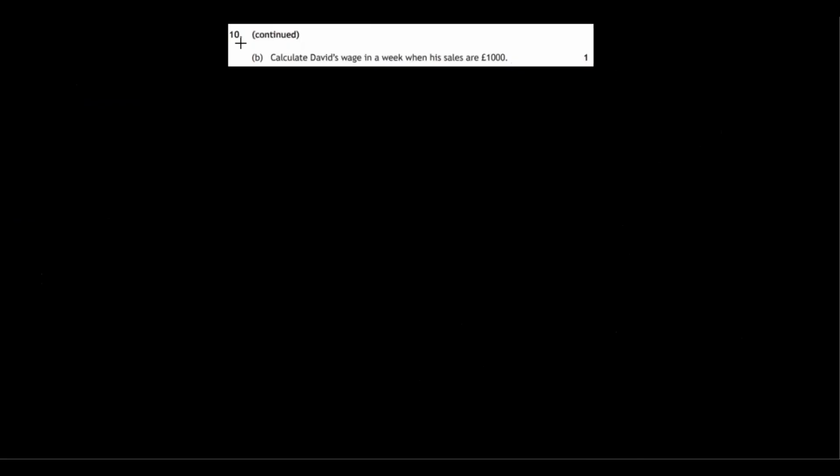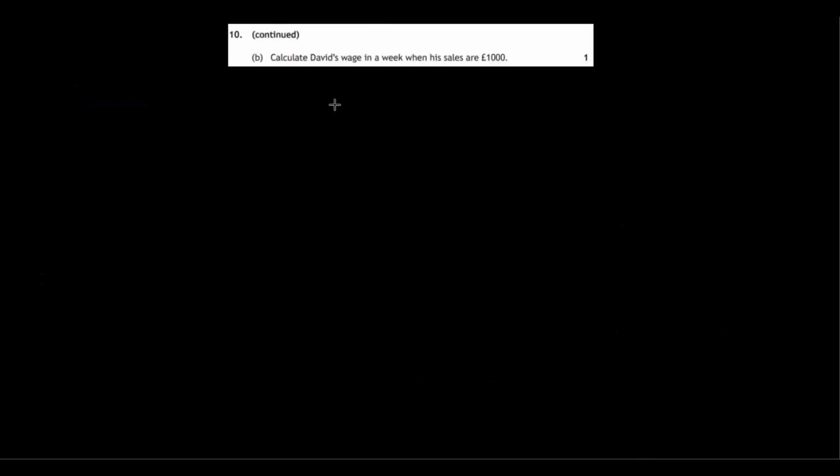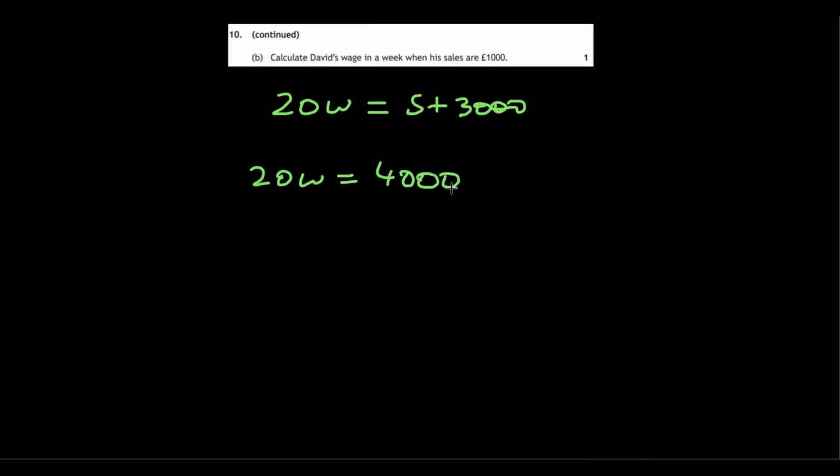And then we're trying to find W when S is 1,000. So we just plug in 1,000 for S. So we get 20W equals 1,000 plus 3,000, so that would be 4,000. So that means W equals 4,000 over 20, and that becomes £200.